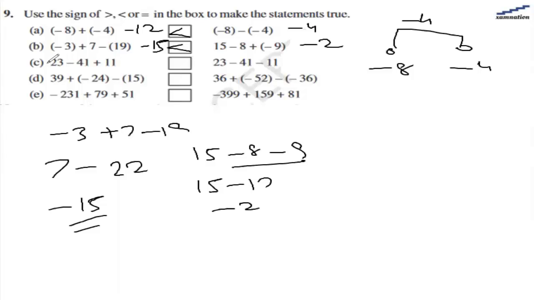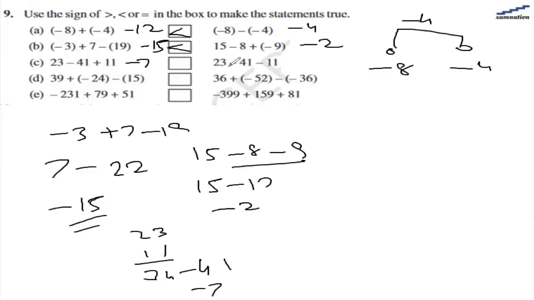For the C part, we have 23 minus of 41 and plus of 11. So let's say we add the positive numbers first. So we have 23 plus 11, that is 34, and we subtract 41 from this. So that will be negative of 7. So we have negative of 7 on the left hand side.